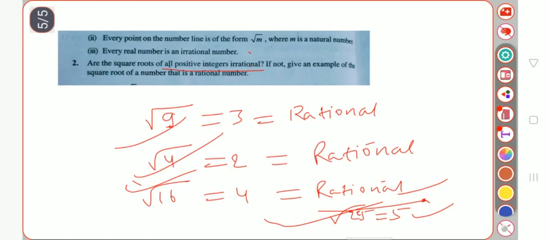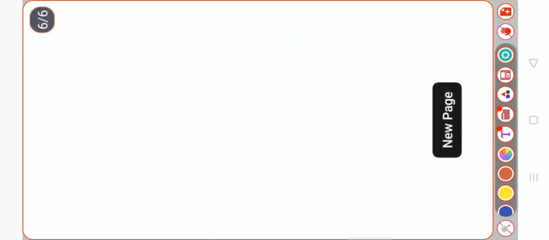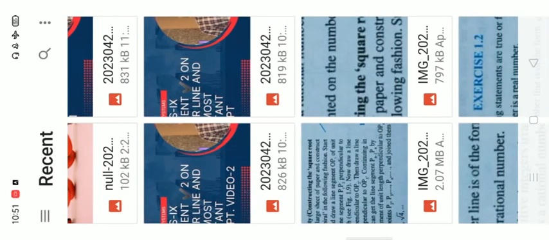And question number 3 is: represent root 5 on the number line. I have already explained how to represent root 5 on the number line. Now there are only 4 questions. I have explained 3 questions. Only one question is left, that is question number 4. So I am bringing question number 4. It is a very important and very conceptual question. Many questions will be solved by using this question.